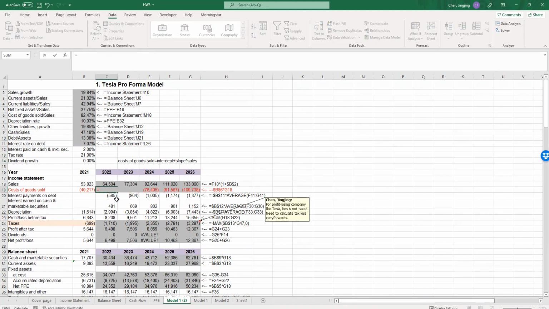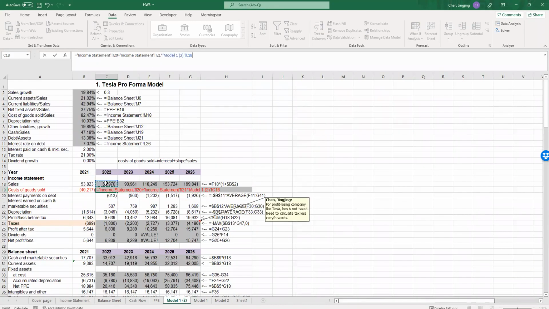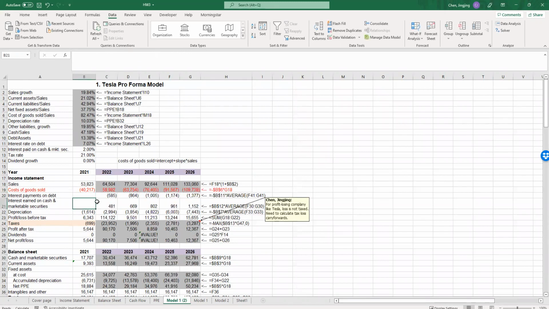This equals, go back, intercepts plus slope times sales. Add a minus sign here. And drag it.